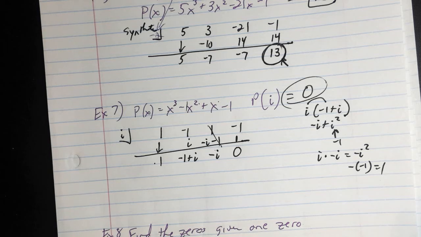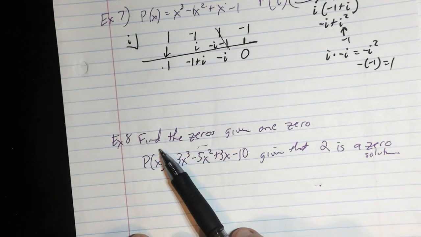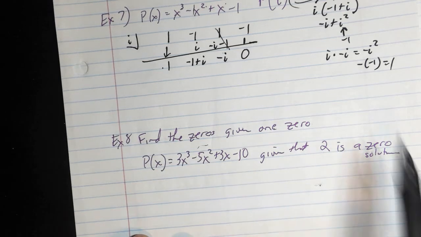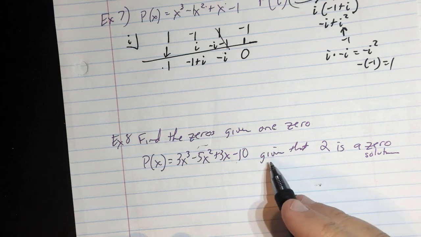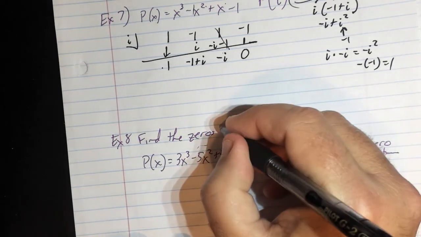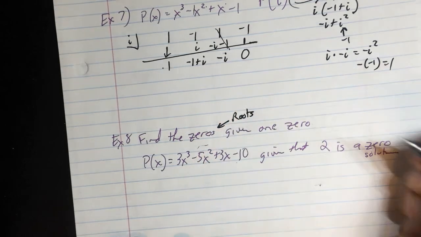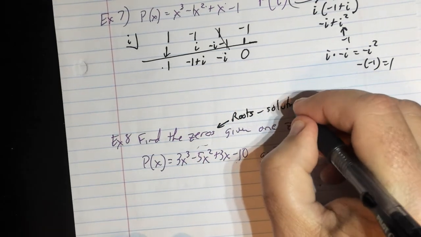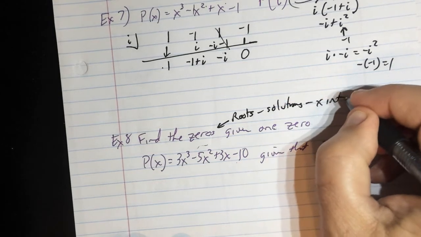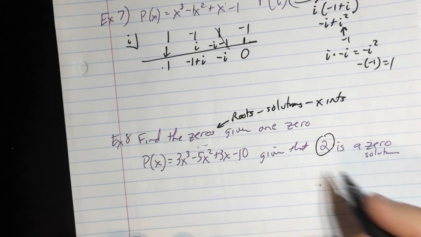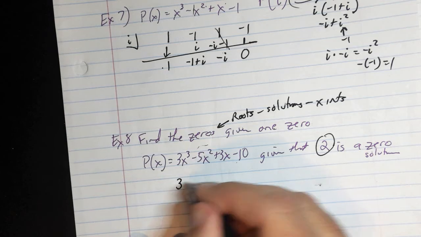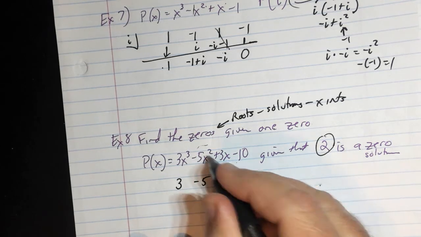Next thing we want to do is be able to find zeros. This is example 8 in your book in 4.3. Find the zeros given 1 zero. So here's my polynomial, and it says we want to find the rest of the zeros. What we have to remember is zeros is the same thing as roots, or solutions, and in these cases, x-intercepts. And we know one of them is 2. So we're going to use synthetic. We're going to set up the synthetic using these numbers.